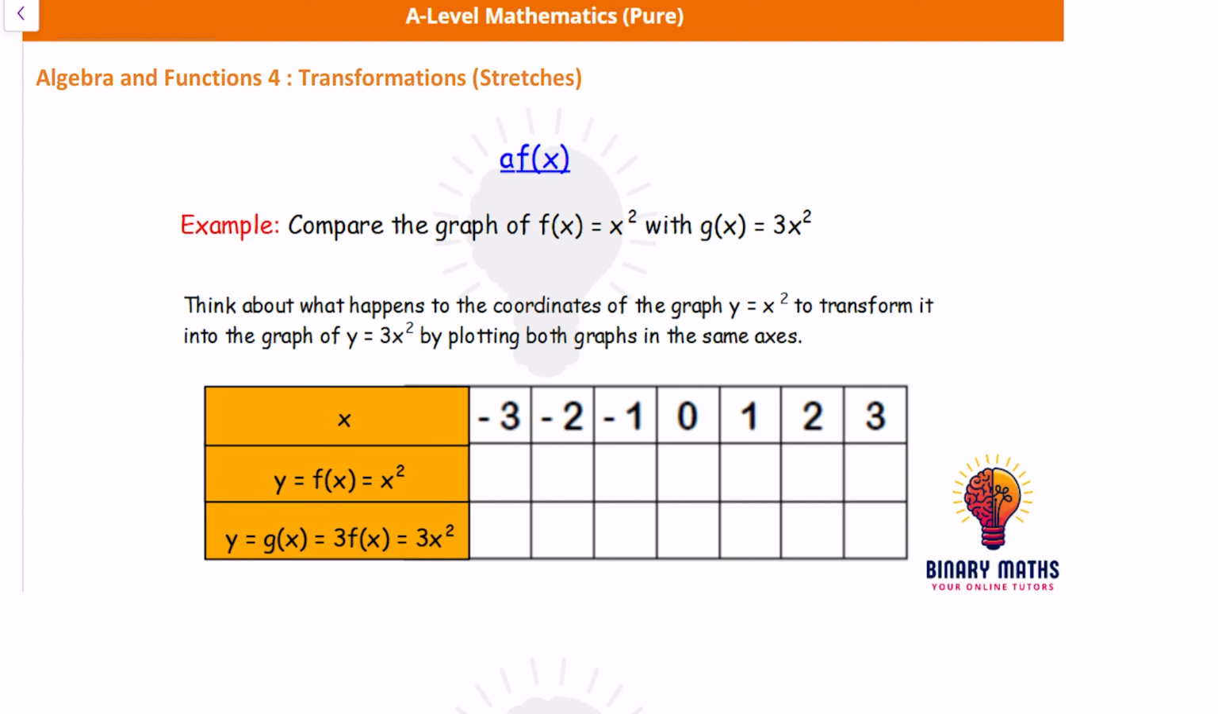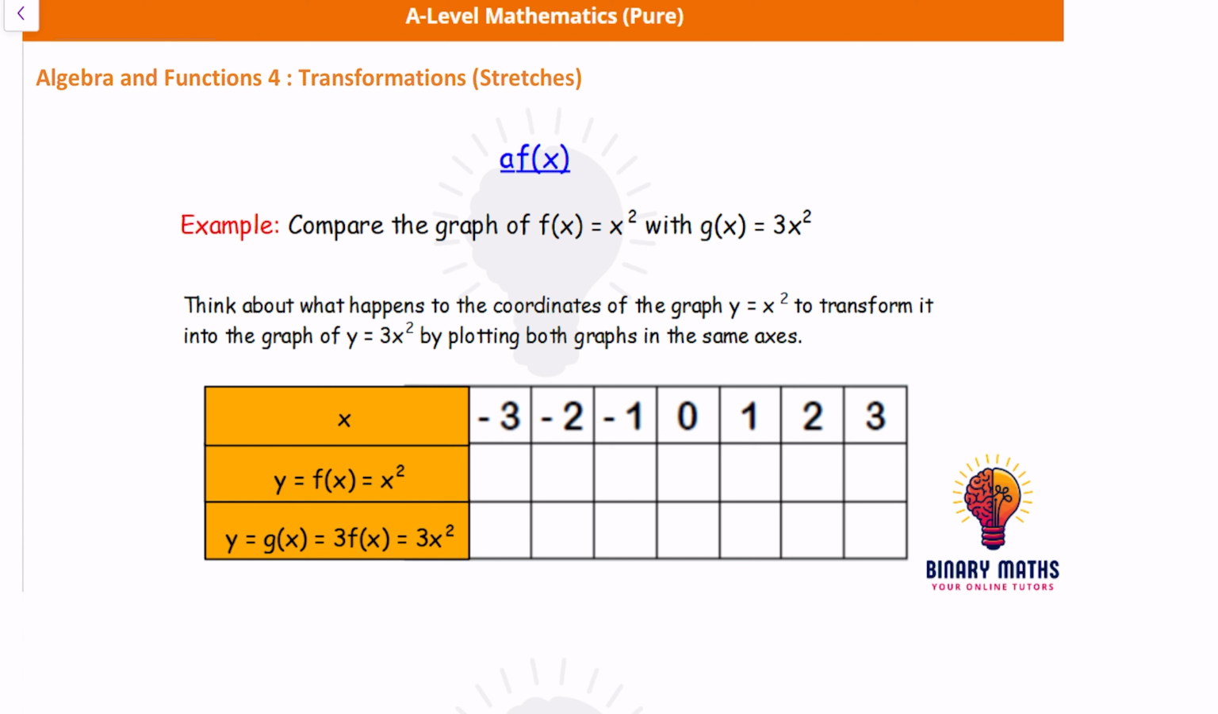This topic is about being able to recognize what a stretch looks like on a curve graphically and algebraically. We need to be able to stretch different types of graphs and give coordinates of points after a transformation. So let's look at the two different stretches you can have. The first type is a times f of x.